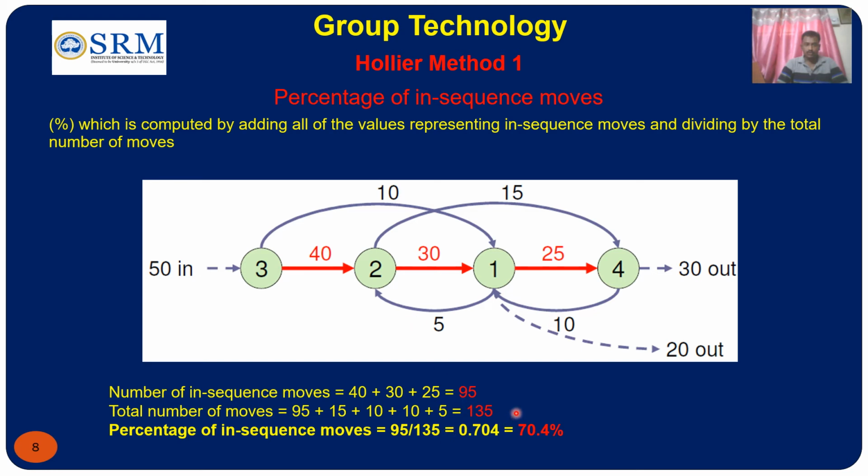So we have to calculate the percentage of in-sequence moves. The total movement is 135, and the in-sequence moves are 95. What is the percentage? 95 divided by 135 will give you 0.704, that is 70.4 percent. So the percentage is computed by adding all the values representing in-sequence moves and dividing by the total number of moves. That is how we calculate the percentage of in-sequence moves.